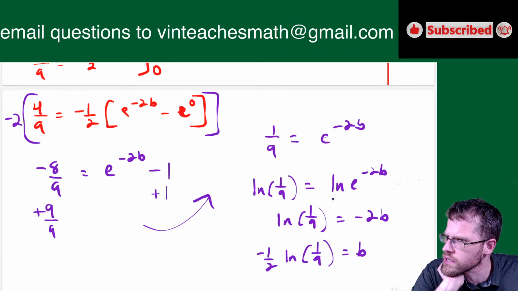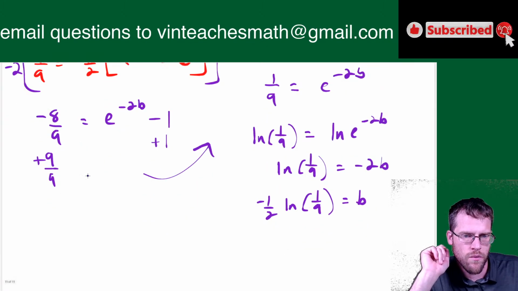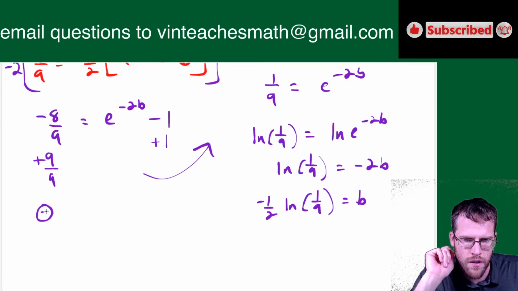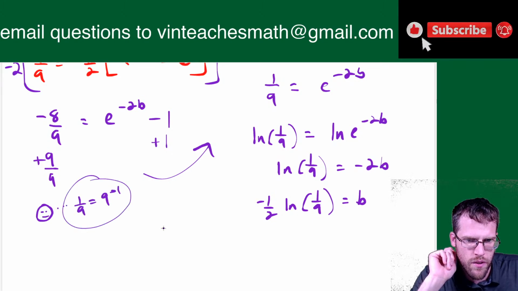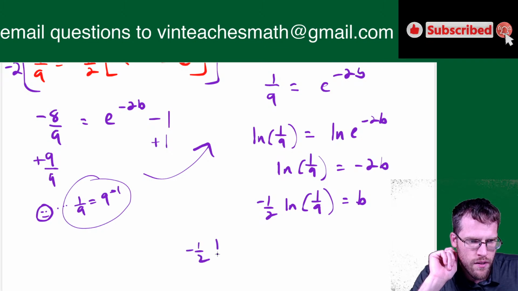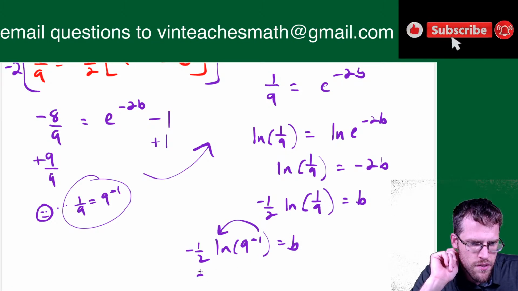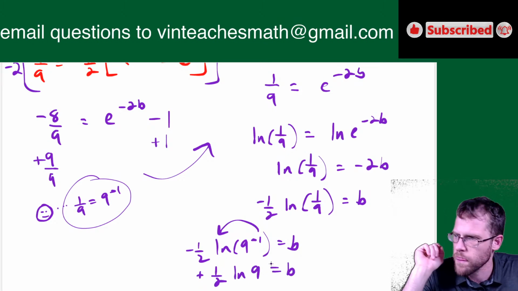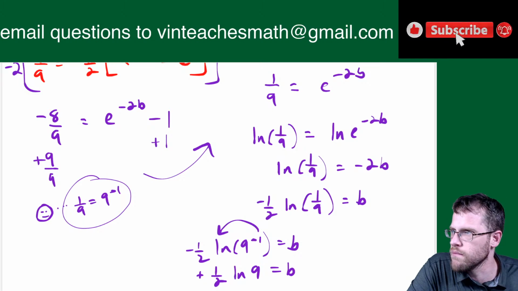All right, let's see. Does that show up? Oh, I see it. So a little algebra. Side note: 1/9 is the same thing as 9 to the negative 1. So this is negative 1/2 natural log of 9 to the negative 1 equals b. And the negative 1 pops out to make this positive 1/2 natural log of 9 equals b. All right, so I'm pretty sure that's the way to go here.